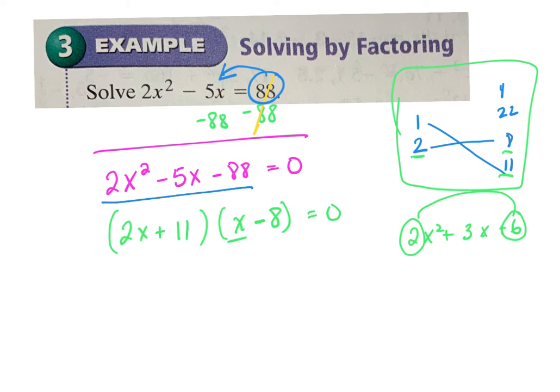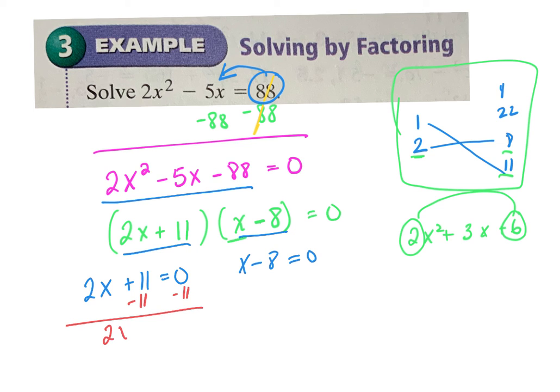Once you factor it, the key thing here is to move your number over, and then you're going to factor it. So don't get lost in the huge factoring. You're going to move it over so that it looks like all the ones we've been doing, and then you'll factor. And then the process is the same. 2x plus 11 equals 0. x minus 8 equals 0. You can have fractions just like we did earlier.